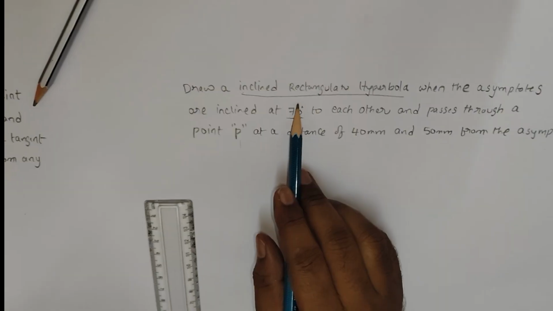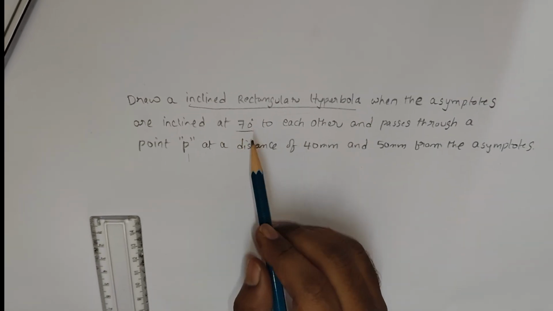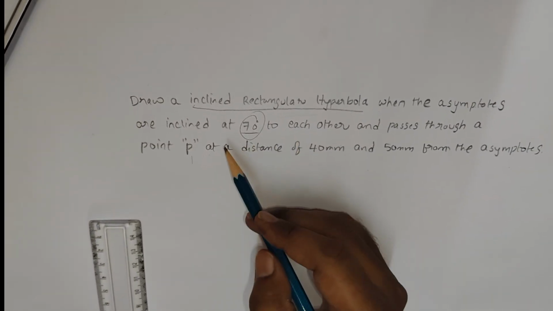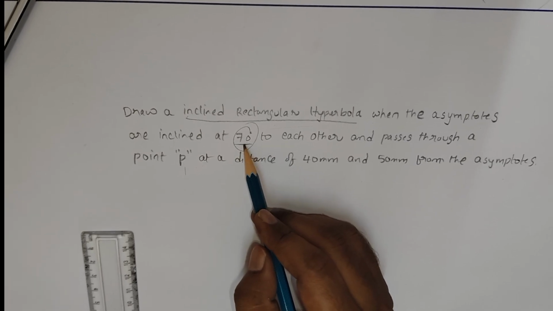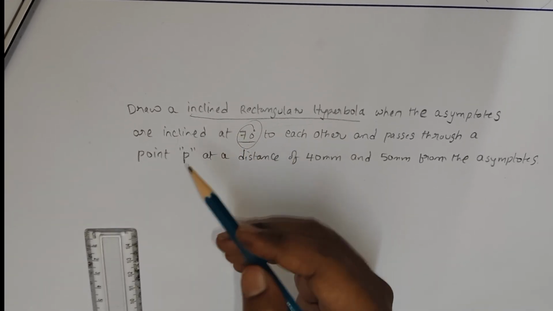But here, an inclined rectangular hyperbola is when the two asymptotes are given at an angle such as 70 degrees. So somewhere they will give 60 degrees or 90 degrees like this. They will not give 90, they will give 70 degrees, 80 degrees, 60 degrees like this.